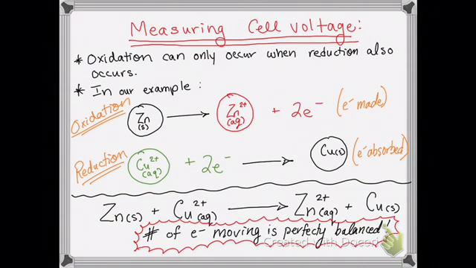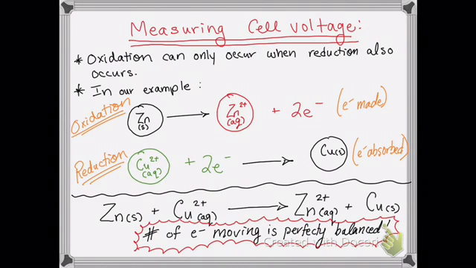Oxidation can only occur when reduction also occurs. They happen in pairs. In our example, we had zinc the metal turning into zinc the ion, and electrons were being made, and that's oxidation. On the reduction side, we had copper ion absorbing those electrons and turning into copper the metal. When you combine these two, they're half reactions.